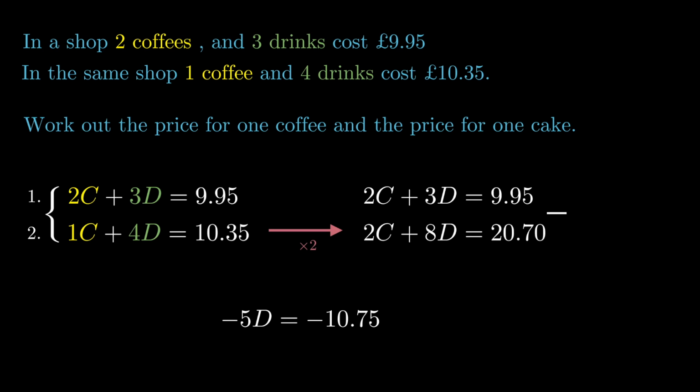We can divide both sides by minus 5, so we get d is equal to 2.15. And the last step is we work out what c is, and I'll let you guys do that for a sec. And the answer we get, c is equal to 1.75.